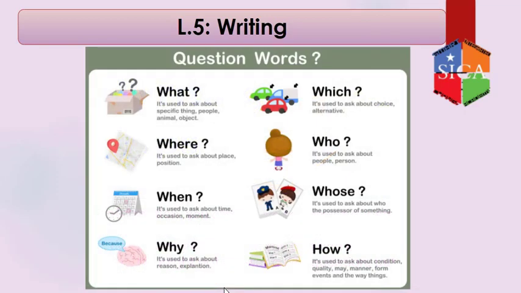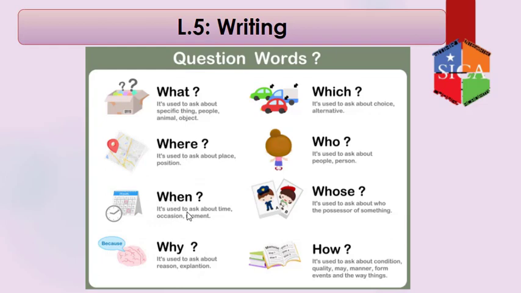So here we have some question words. What? It's used to ask about specific things, people, animals, or objects. So what is this? What is he doing? Something like that. Where? You ask about place or site. Where is this place? Or where does this action take place? It's used to ask about place or position.